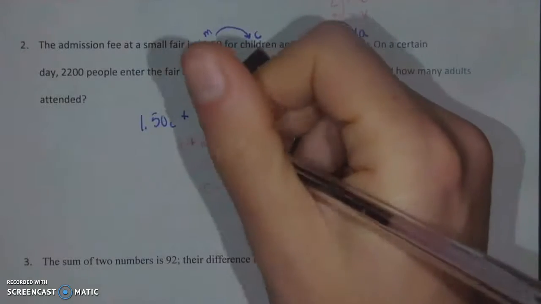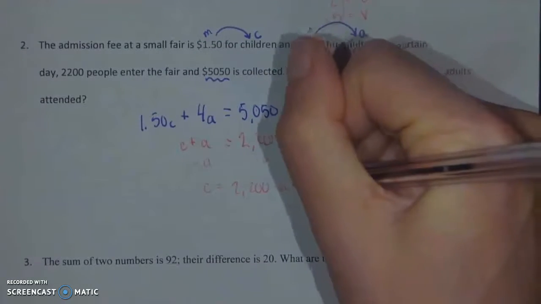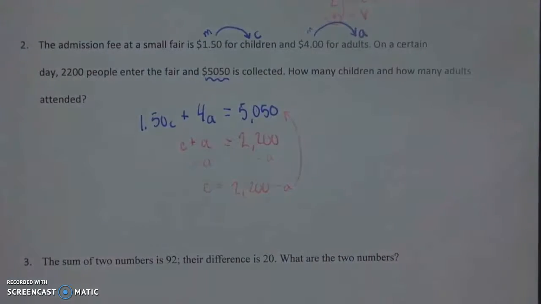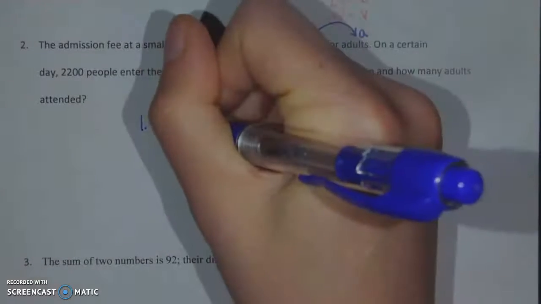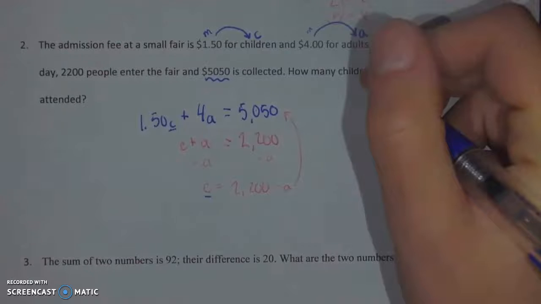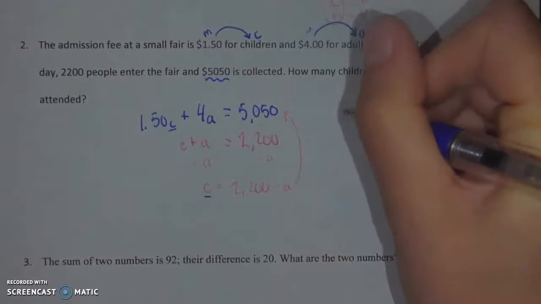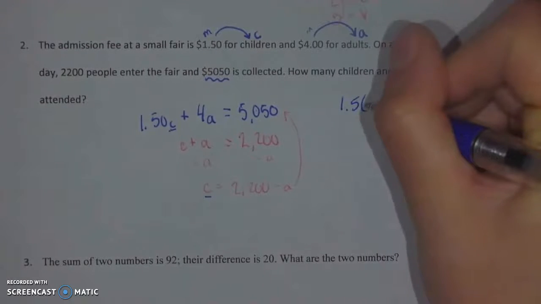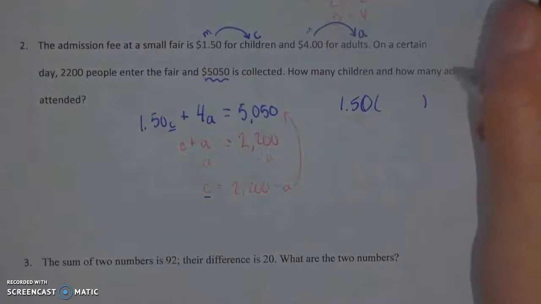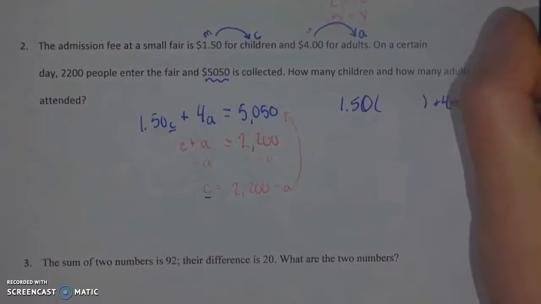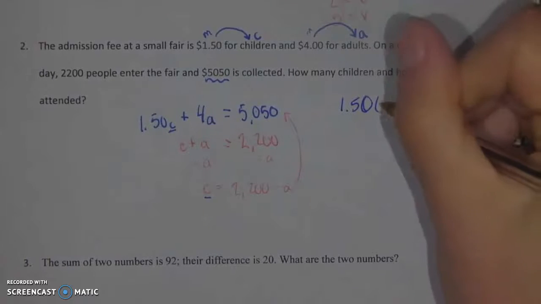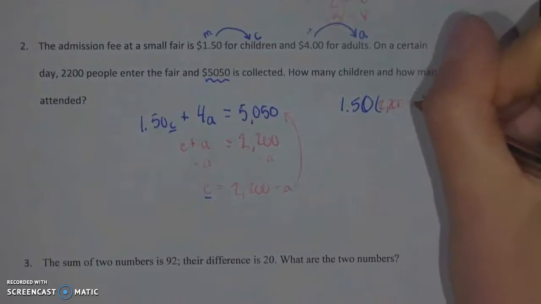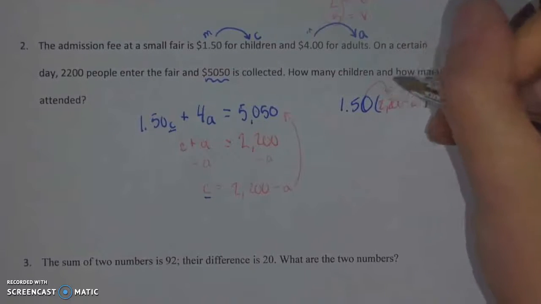Again, I'm going to go back up and substitute it into the equation that I have not so far changed. And everywhere I see a c, I'm going to write 2,200 minus a. So I've got 150 times my substituted value plus 4a is equal to that $5,050. Put in your substituted value and go ahead then and solve.